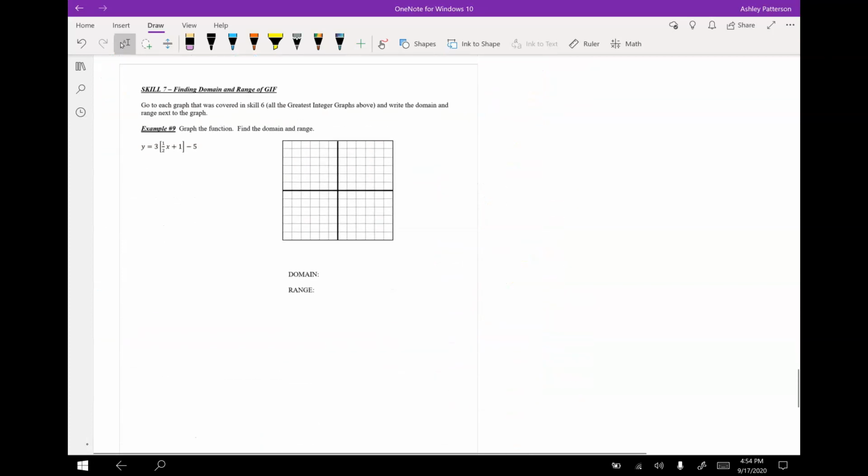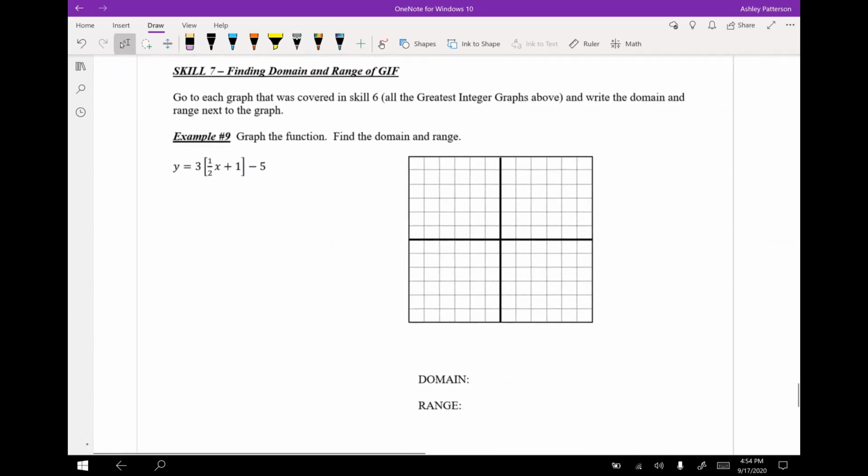All right, ladies and gents, our very last example, example number 9. First, I need to factor out that B value. So 3 times the greatest integer of 1/2 times the quantity. If we factor out a number we're dividing, that leaves us with x plus 2, minus 5. Our starting point, our h is -2, our k is -5. So at -2, -5, we have our first closed circle.